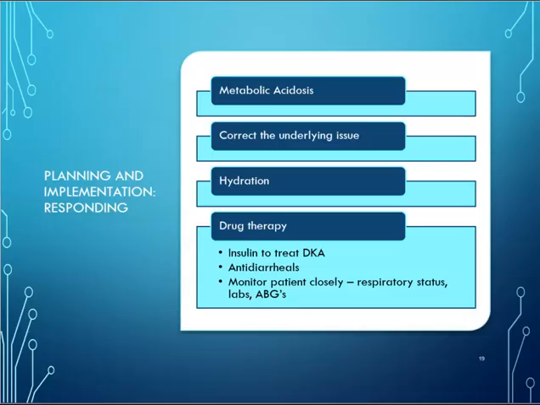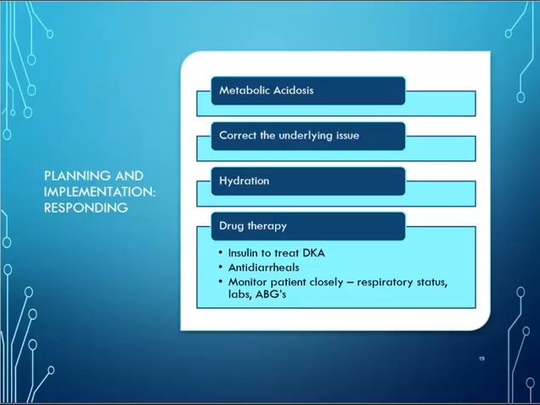Diabetic ketoacidosis will be covered a little bit more, especially when we get to Module 9, but it is going to be one of the causes of metabolic acidosis. So we're really going to be looking at the underlying cause and treating it. So we need to take care of that issue to put a stop to it.